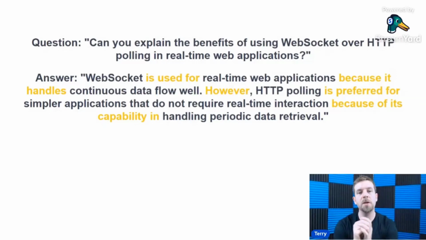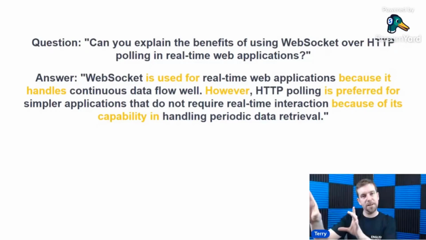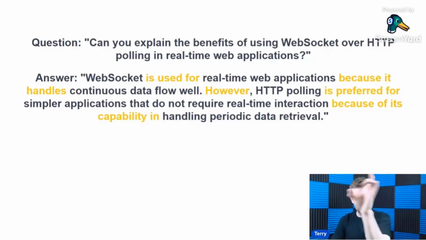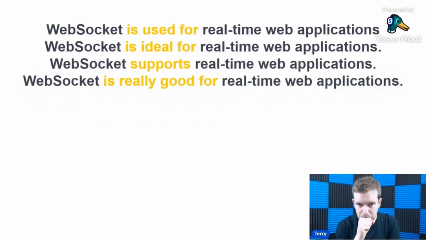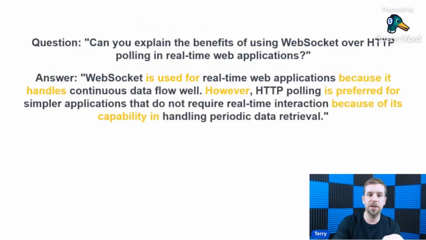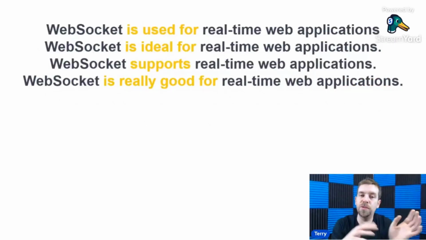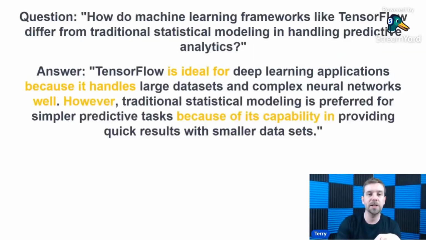Okay, so again, that's the start of it there. "Is used for, because it handles, is preferred for, because of its capability in." These are small sentences that help you join and connect the answers in your sentence. Okay, so again, we have different options. We can see at the start here, WebSocket is used for, WebSocket is ideal for, or WebSocket supports real-time web applications. WebSocket is really good for real-time applications. That's maybe the most basic way to say it, right?